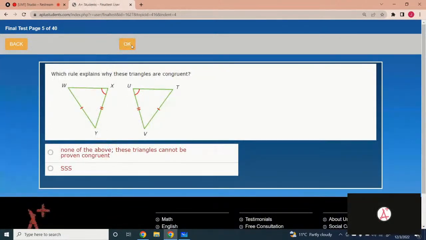Okay. Which rule explains why these triangles are congruent? The triangles are not congruent, got it? Because the sides WY is congruent to VT and XY is congruent to UV, but the angle must be between these sides. If these triangles were congruent, the angle would be at Y and V. Got it? So it is none of the above; these triangles cannot be proven congruent.